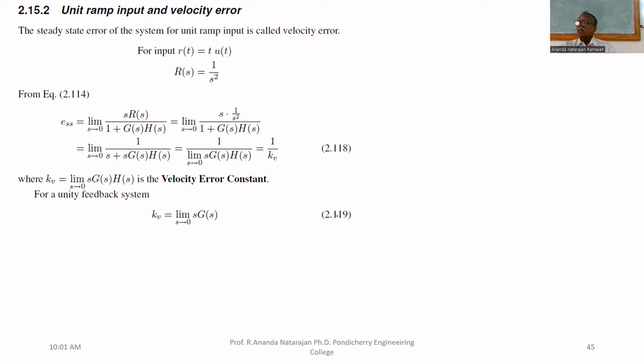Now we are going to find velocity error constant. For that, the input is a ramp signal, unit ramp signal. Unit ramp signal means what? R of t equal to t, that is, t u of t. What is the difference between t and t u of t?